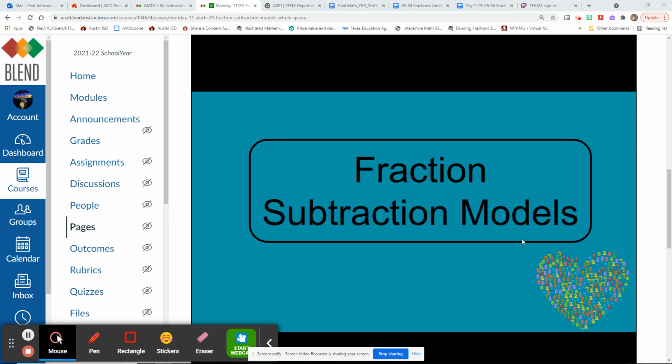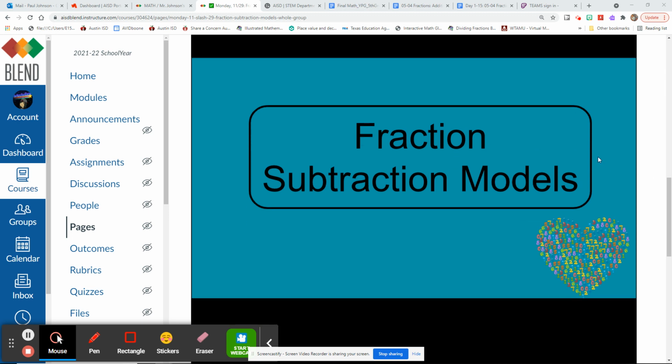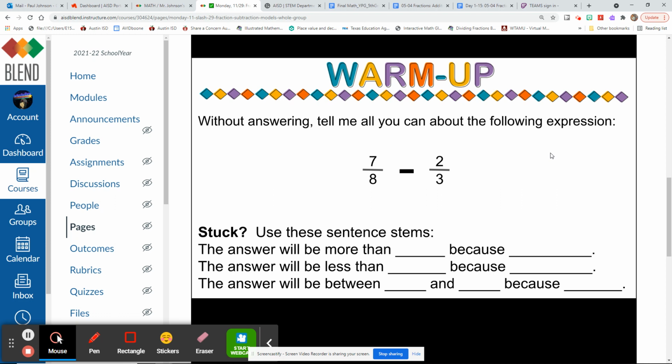Today we're gonna be looking at fraction subtraction models. Let's take a look. Oh, first let's start off with our warm up. So, without answering, tell me all you can about the following expression.